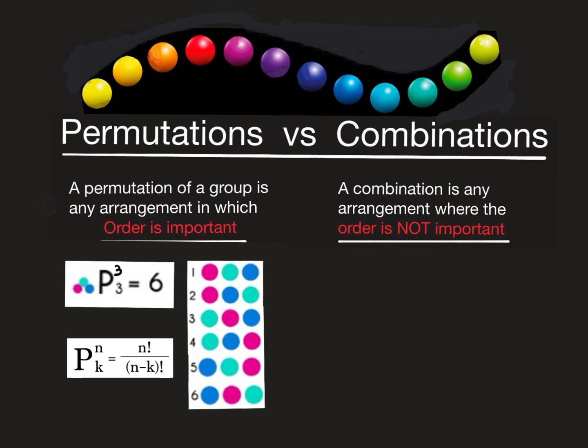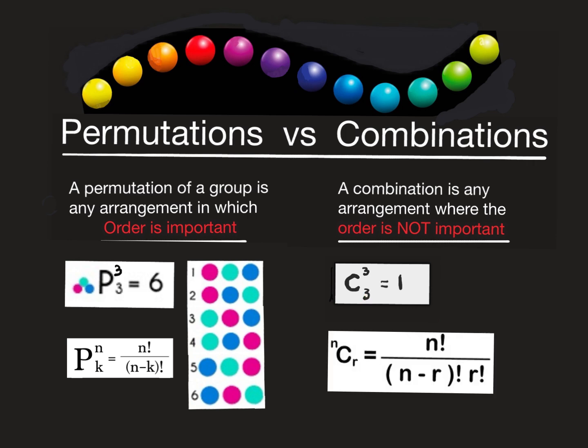Now, when it comes to combinations, order is not important, and you can see that any one of these arrangements from 1 to 6 is good enough to show you an arrangement or a combination where order is not important. And we show this as capital C, which stands for combinations. The upper number 3 tells me that there are 3 objects, and the lower number 3 tells me that I have 3 positions to fill. And the formula below is used to calculate the number of combinations. And we'll use these formulas a little bit later on.